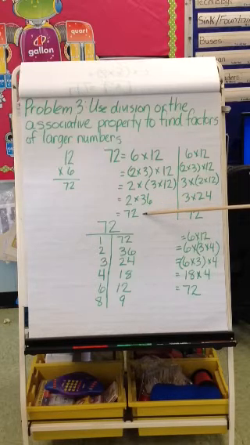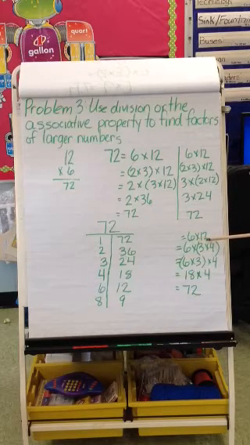If I come over here and take 6 times 12 again, I'm going to rewrite 6 as 2 times 3. But I'm going to move my parentheses and change my numbers around. I still have a 3, a 2, and a 12. I'm just grouping them differently. I'm grouping my 2 times 12. Well, 2 times 12 is 24. So 3 times 24 is 72.